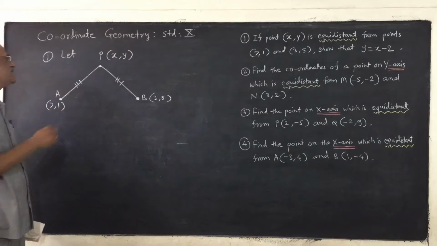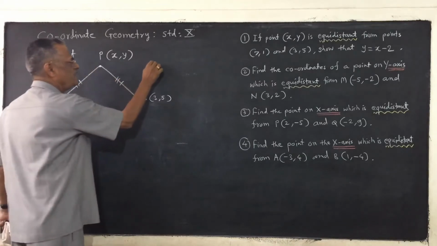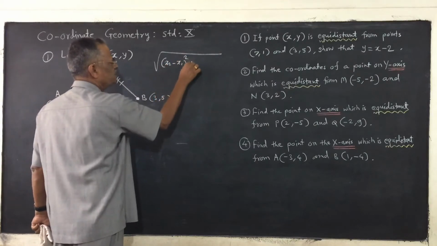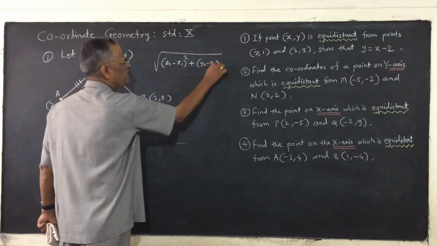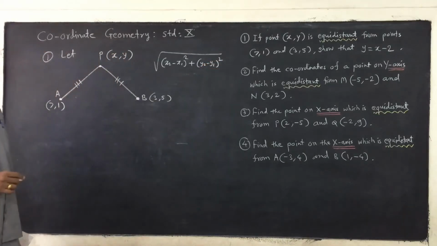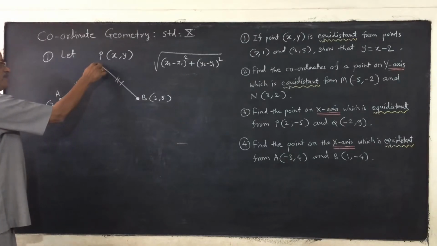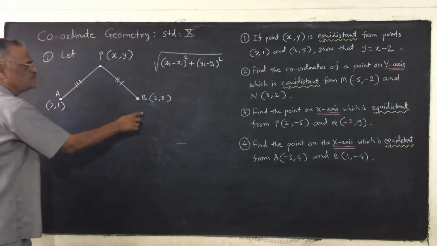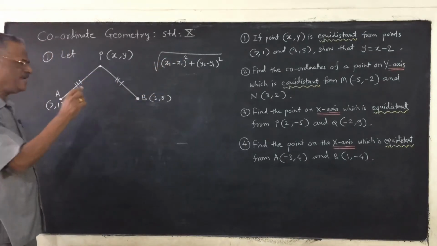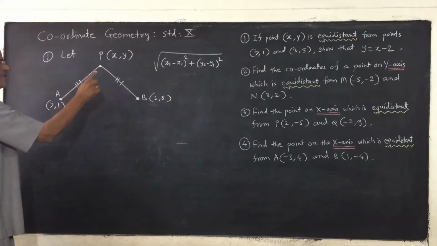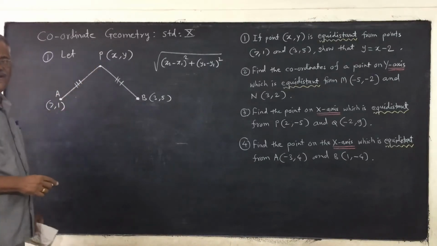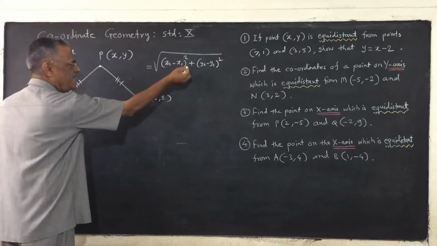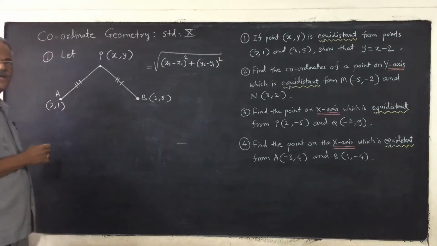So we can calculate the distance PA. We can calculate the distance by which formula? Square root of (x2 minus x1) bracket square plus (y2 minus y1) bracket square. We can use this distance formula to calculate PA, and PB also by this formula. But very interesting here, what is given in the problem: PA and PB are equal. So we are using the same formula for PA and PB.